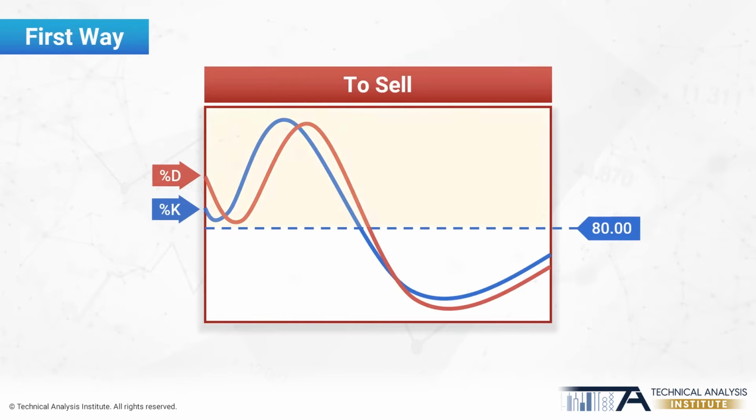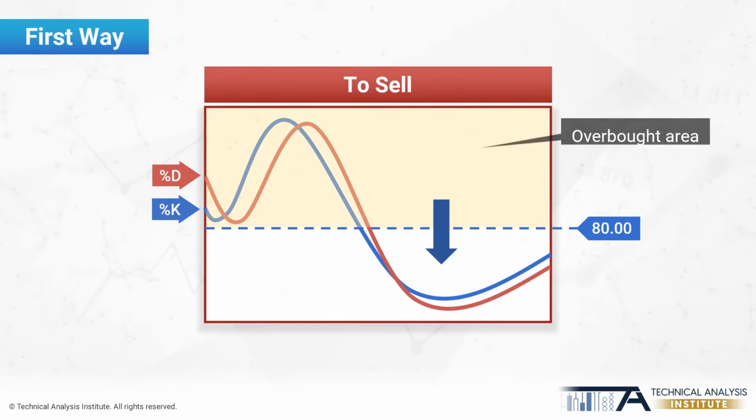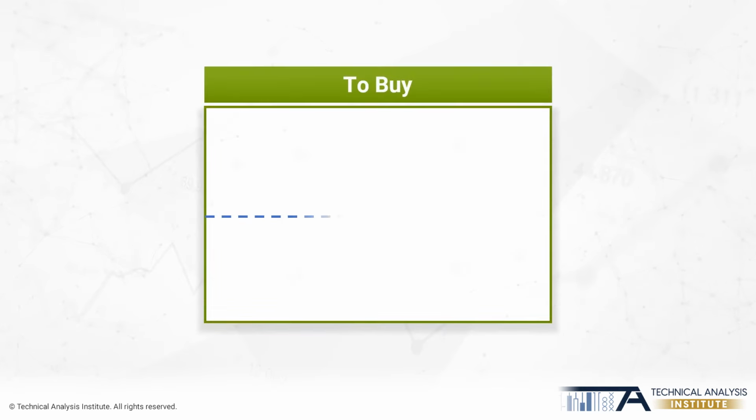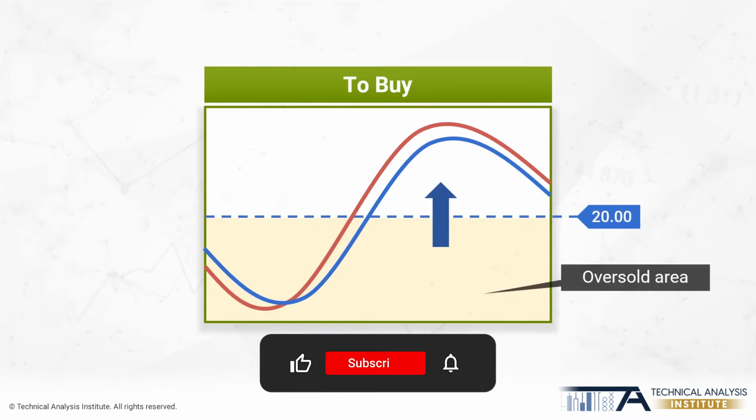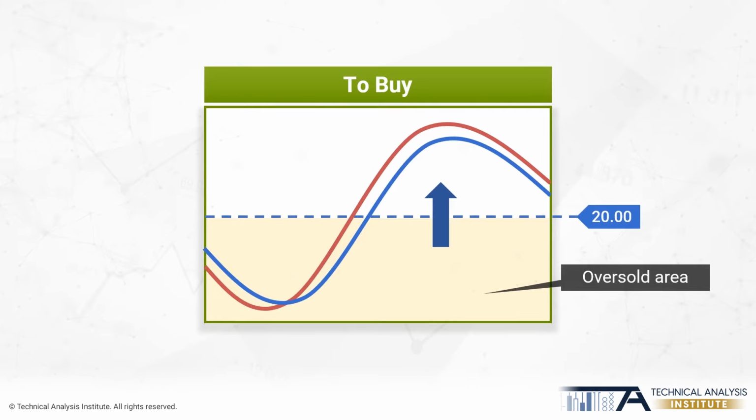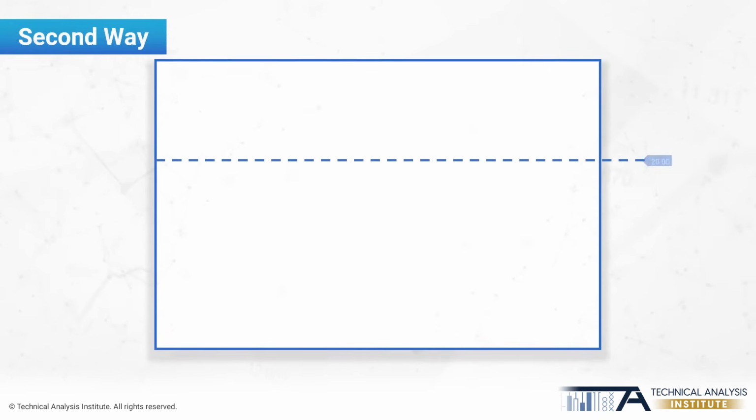The first one is by waiting for both lines of the stochastic, percentage %K and percentage %D, to come out of the overbought or oversold areas. In other words, if we want to sell, we wait until both lines are in the overbought area and then start to fall down, penetrating the 80 reference line from above. If we're looking to buy, then we apply the opposite technique. We wait until both lines are in the oversold area and then start to climb up above the 20 reference line.